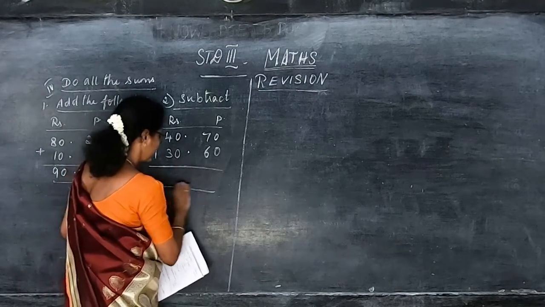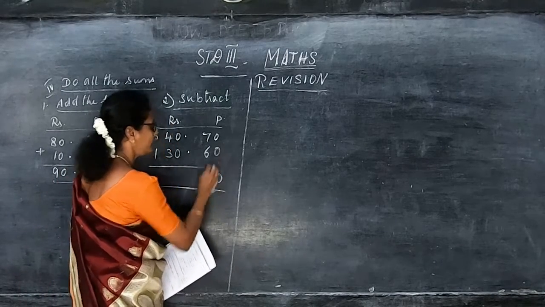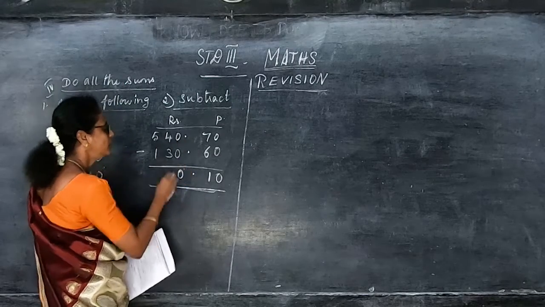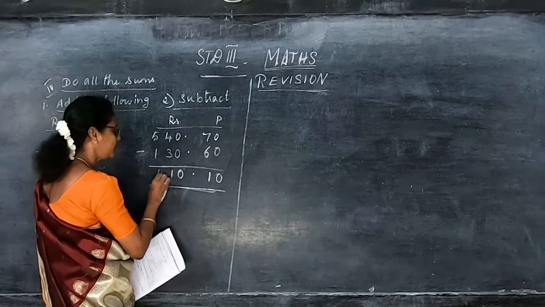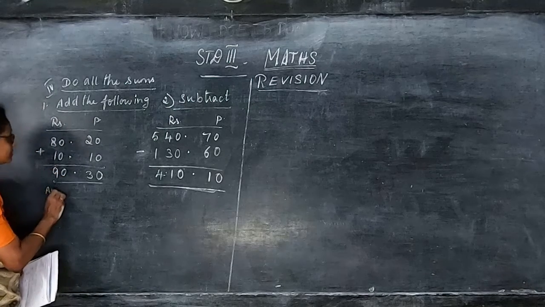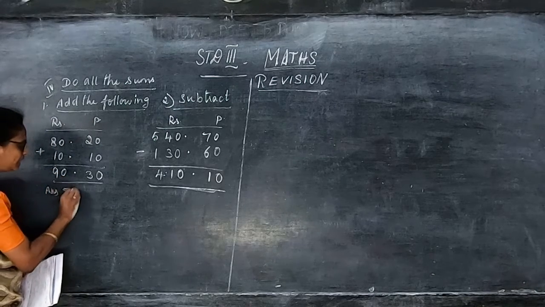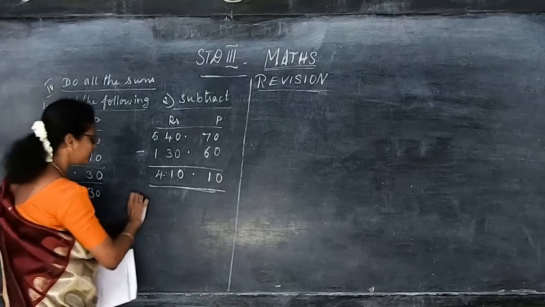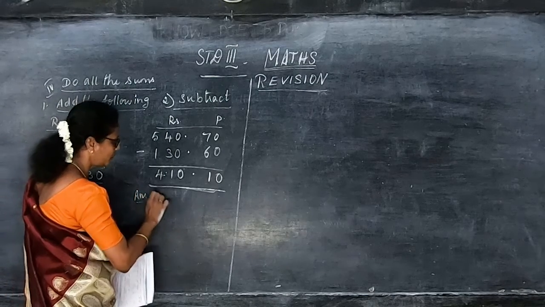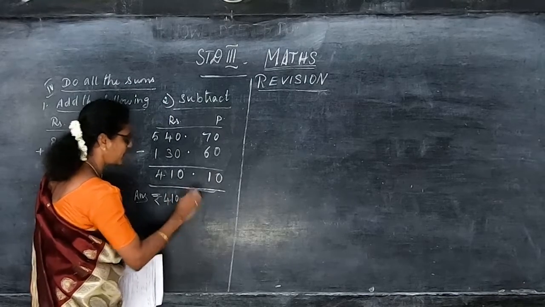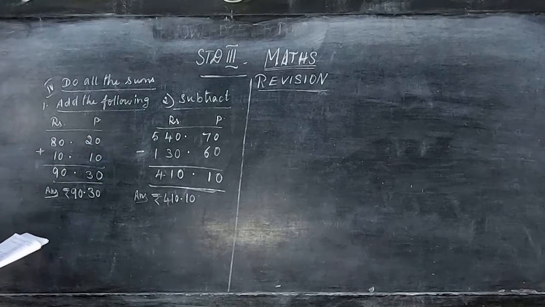So 0 minus 0 is 0, 7 minus 6 is 1, and put the dot for paise, and 0 minus 0 is 0. 4 minus 3 is 1, 5 minus 1 is 4. Okay. So you have to take out and write. Answer is 90 rupees 30 paise, and here the answer is 410 rupees 10 paise. Okay, so like this you have to write.